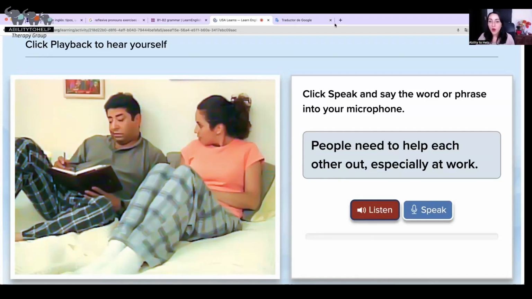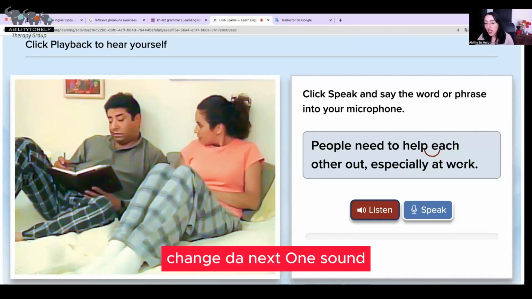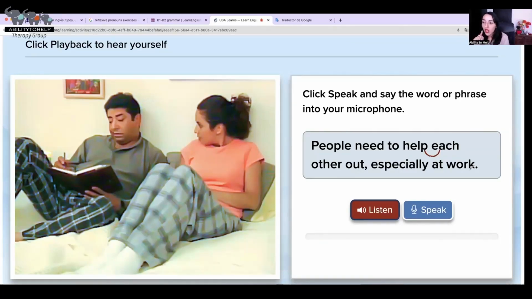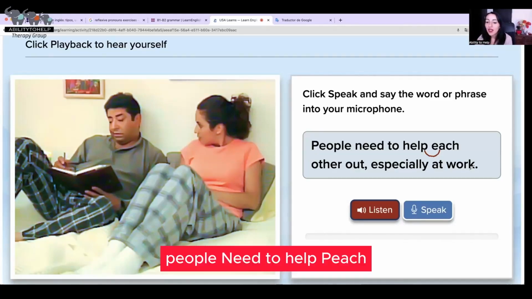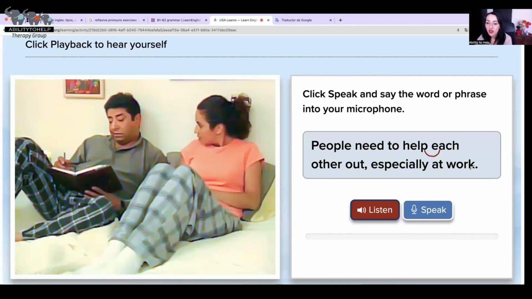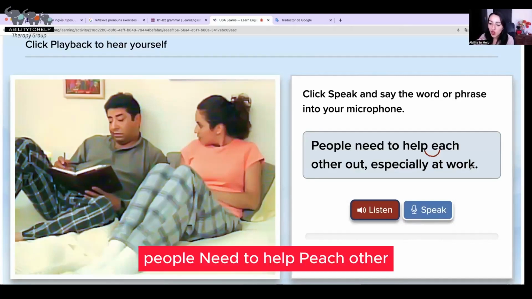Don't forget it. When you speak English, it is normal that the last consonant changes the next sound if the word begins with a vowel. So, people need to help each other out, especially at work.